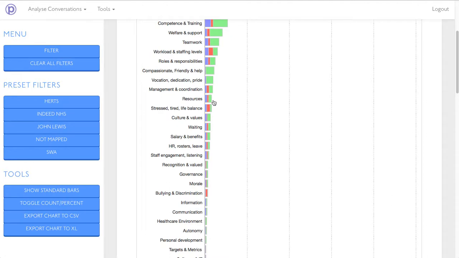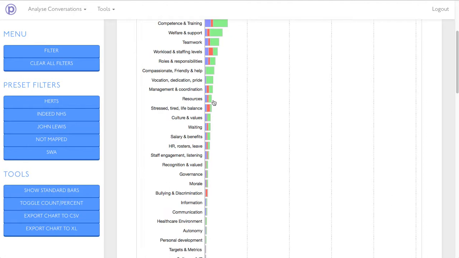Culture and values. This is about the culture of the organisation. What's it like as a culture? Is it a great place to work or not a great place to work? Are the values of the management good values, and are they upholding them? And are those values being adhered to across the whole organisation or not?